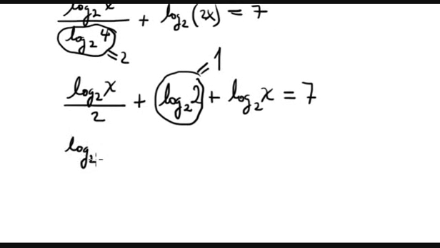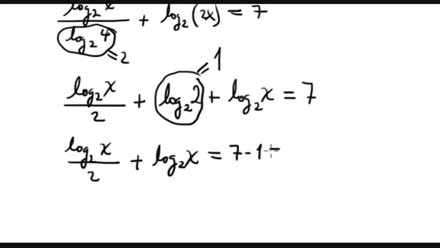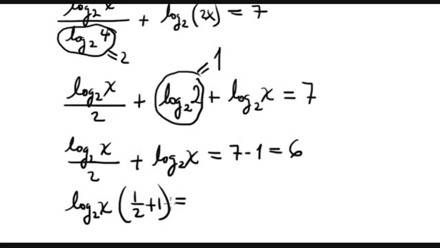And this logarithm is equal to 1. Logarithm base 2 of x over 2 plus logarithm base 2 of x is equal to 7 minus 1, which is 6. And the coefficient is 1/2 plus 1, which is 3/2. This is 3 over 2 logarithm base 2 of x equals 6.